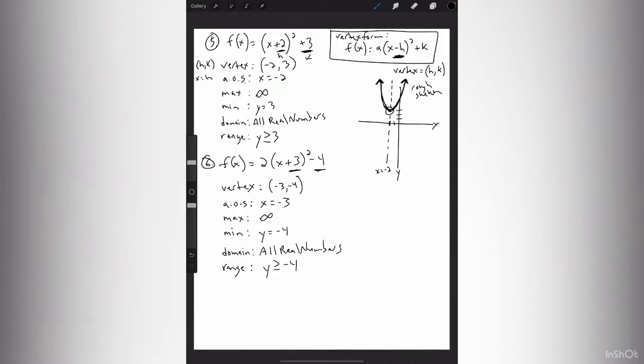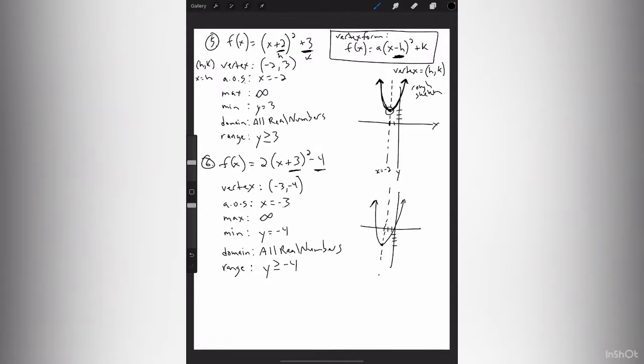All right. And like I said, if I were to briefly and casually graph this, you don't need to, but I just graph the vertex. My axis of symmetry would cut it in half. So I know that it would be x equals -3.